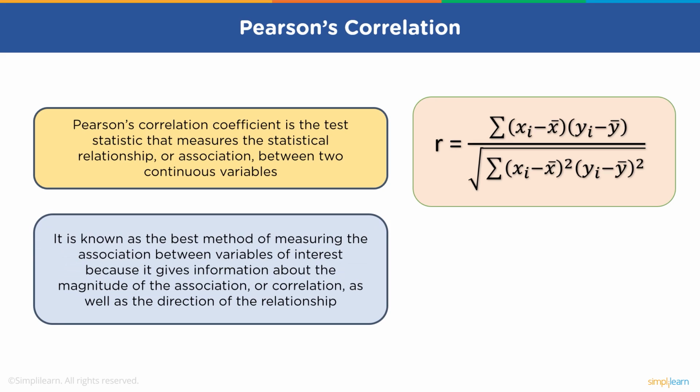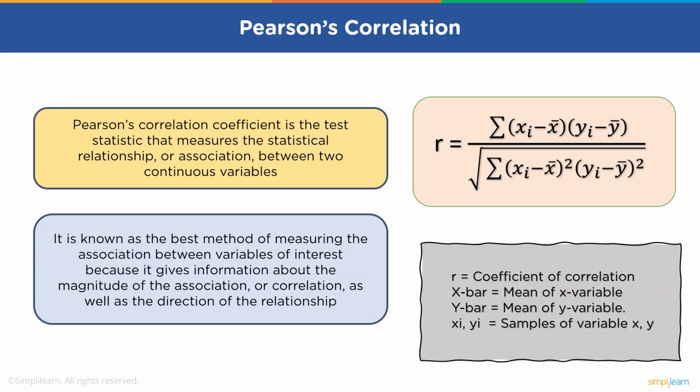The formula to calculate the Pearson's rank correlation is r equals sigma (xi minus x bar)(yi minus y bar) divided by the square root of sigma (xi minus x bar) whole square (yi minus y bar) whole square. In this case, r is the coefficient of correlation, x bar is the mean of the x variable and y bar is the mean of the y variable. And xi and yi are samples of the variables x and y.